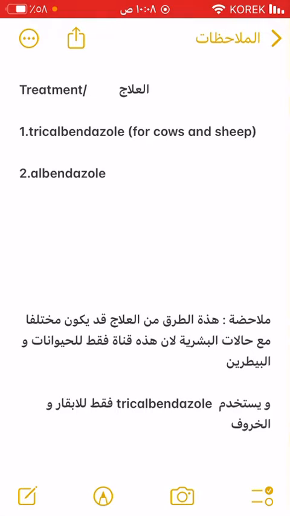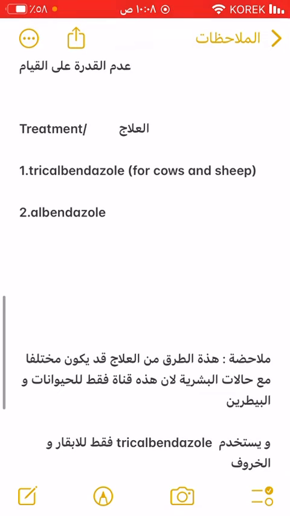Let's make a little bit of review. The treatments are triclabendazole and albendazole. The diagnosis is by postmortem, or fecal flotation if the animal is not dead, and it's transmitted from animals to humans by eating raw meat and infected or contaminated vegetables and plants.